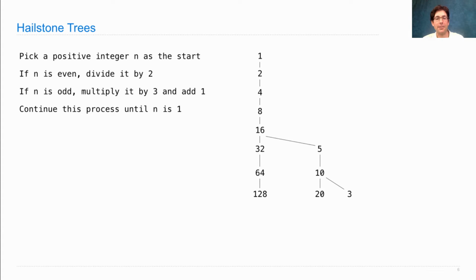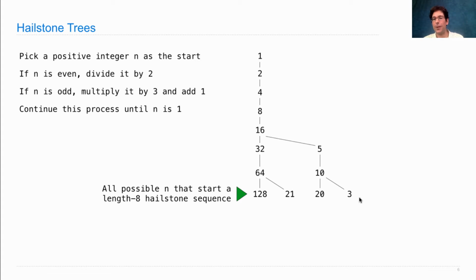Have we left anything out? The answer is yes. 64 can be made by taking 21 times 3 is 63 plus 1. So this is what we call a Hailstone tree. And if you look at the leaves of this tree, those are all the possible n that start a length 8 Hailstone sequence. We can start from 128, 21, 20, or 3. And we can see the Hailstone sequence that's created from each of these leaves.